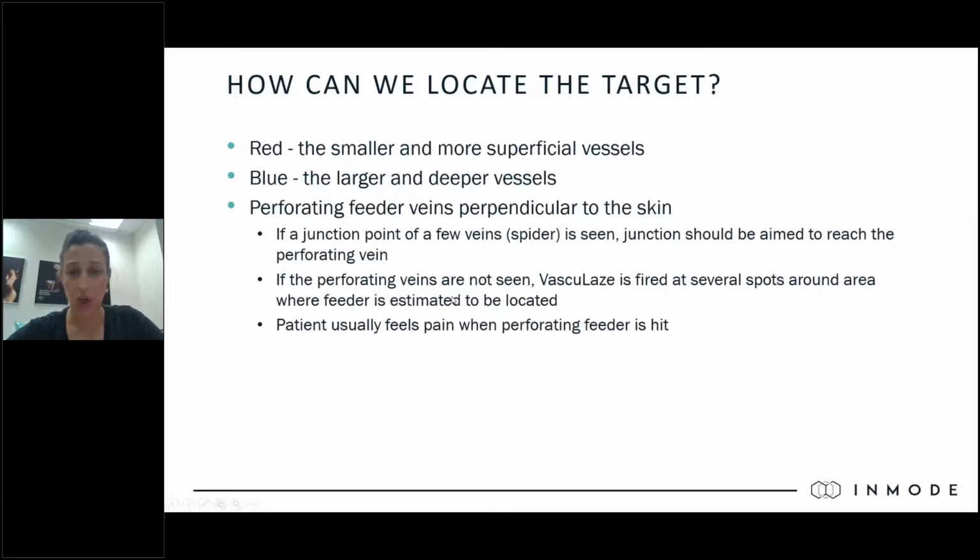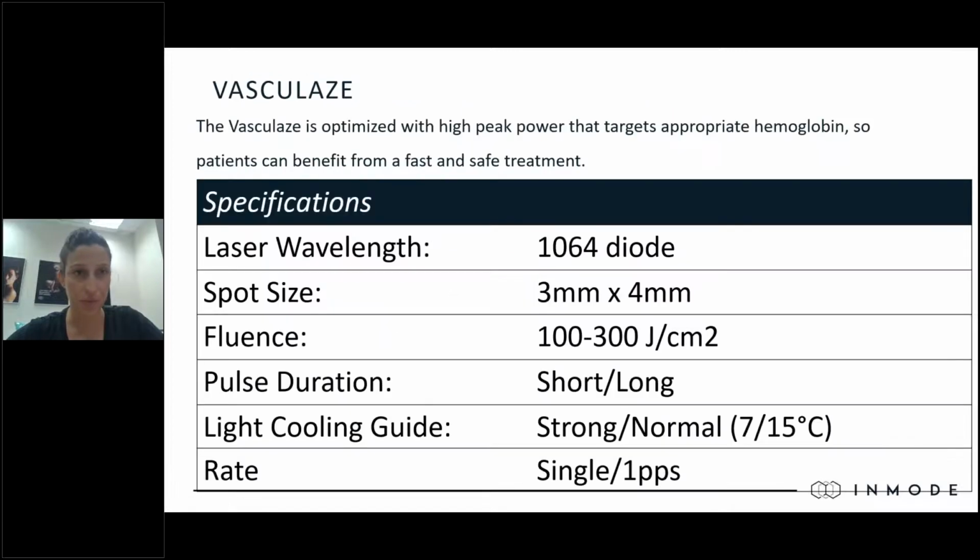Okay, so here are the specifications of the Vasculaze applicator. The idea is that we're optimizing this applicator to target very specific indications: vascular lesions of specific depths and sizes. For that, we're using relatively high peak power, and the reason we're using such high peak power is because we're using a wavelength of 1064 nanometer.